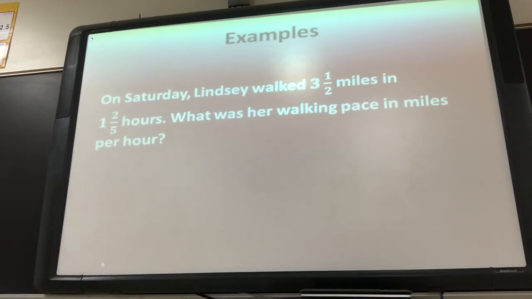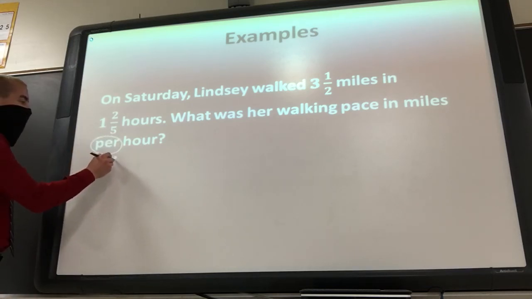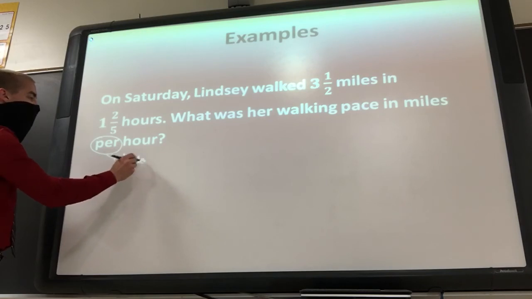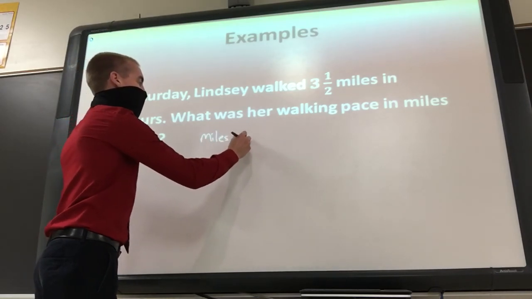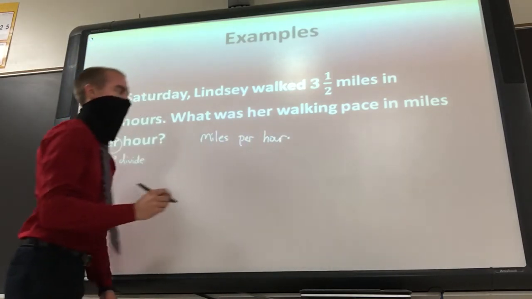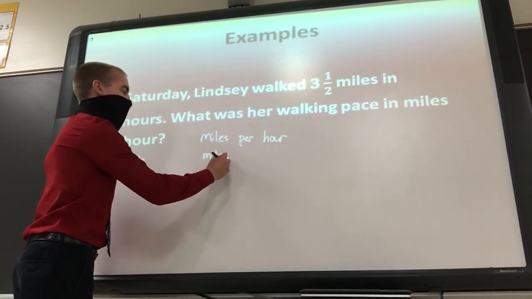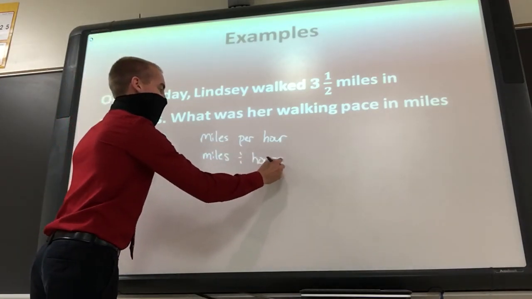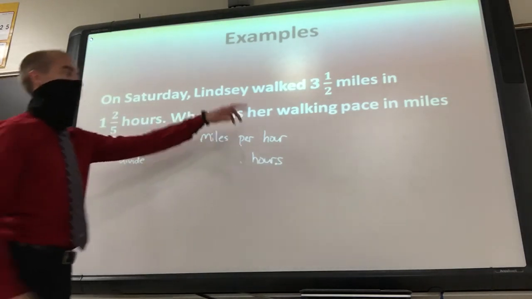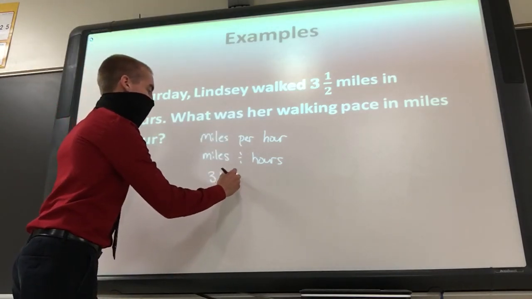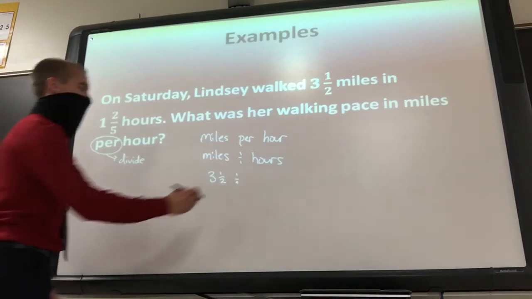There's a word that tells us that we need to divide. Does anyone remember what word in here means to divide? Chris? Per, yes. Per means divide. And miles per hour is the same thing as saying miles divided by hours. So that's going to tell us what order we need to put this in. Miles is going to come first, 3 1/2, divided by hours, 1 2/5.